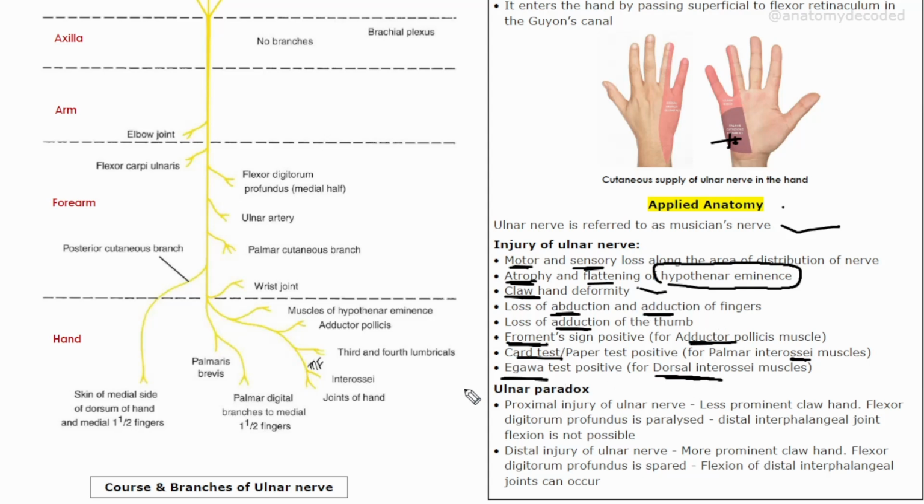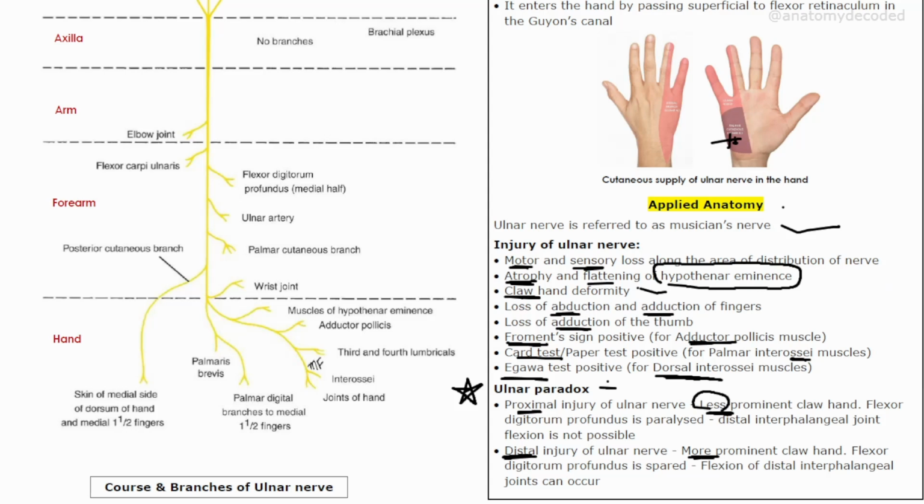Then there is a very important feature in ulnar nerve applied anatomy called as ulnar paradox. What do you mean by paradox? Paradox means we are expecting something and an opposite thing is happening. So what is seen in ulnar nerve? A proximal injury of ulnar nerve leads to less prominent claw hand, and a distal injury of ulnar nerve leads to more prominent claw hand. Usually in nerve injuries we expect proximal injuries to produce more effects. But in ulnar nerve injury, the proximal injuries is leading to less prominent claw.